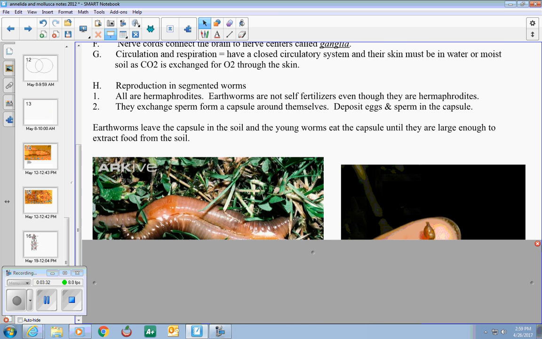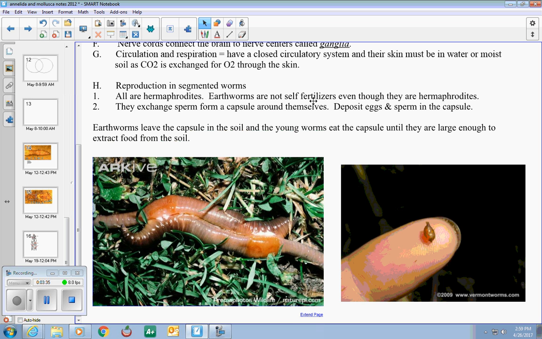They're not self-fertilizers, so even though they have male and female reproductive organs, they have to mate with another worm. So we have an image right here of two earthworms. This specialized body segment called a clitellum is right here, and that is where the sperm exchange happens, and then it forms a little vessel or pod, a capsule. These capsules are left in the soil, and basically once the worms develop, they'll eat the capsule, and then they'll go on and start eating the soil.